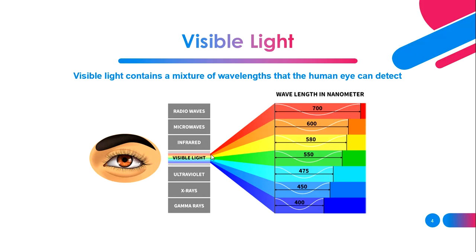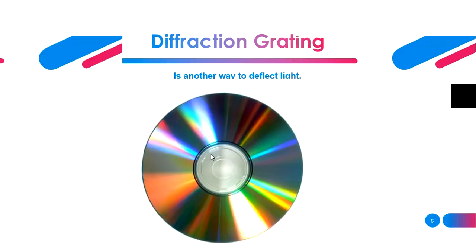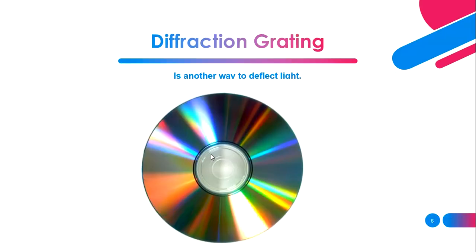Now, this refraction can happen in two ways. First, through a prism, which is a triangular piece of glass or plastic which can bend the light. This refraction separates visible light into red, orange, yellow, green, blue and violet wavelengths that make up white light. Another way to bend light waves is to use a diffraction grating, such as this compact disc or CD. You can see different color wavelengths here in a parallel slits kind of shape.